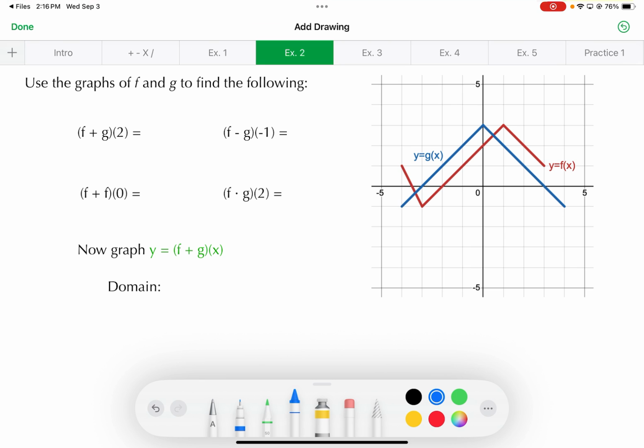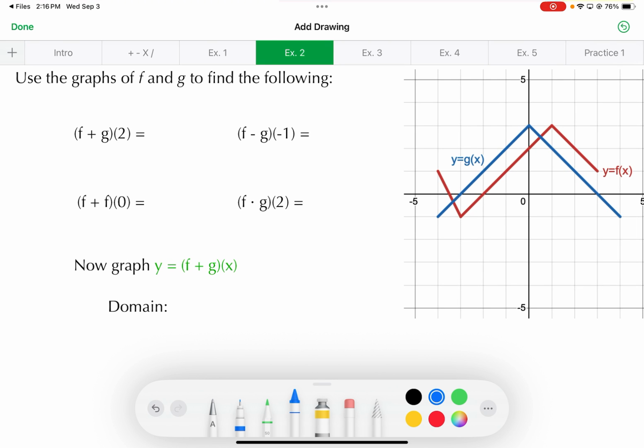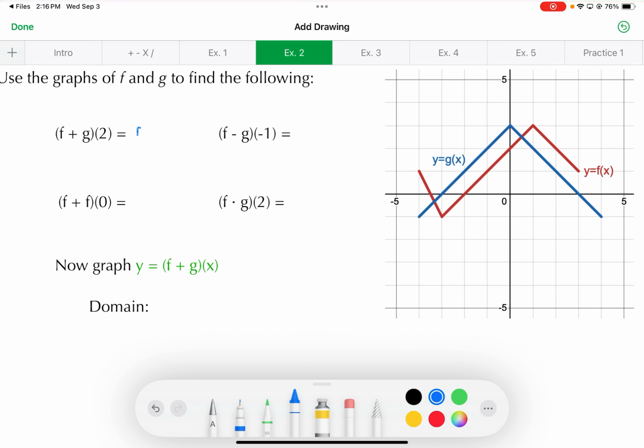First we're asked for f plus g of 2. This is just understanding the notation, that this is the same as f of 2 added with g of 2. If you look at the graph, f of 2, when x is 2, places me right here on that graph where the y is 2. And then g of 2, when x is 2, I'm right here where y is 1. So altogether, f plus g of 2 would equal 3.